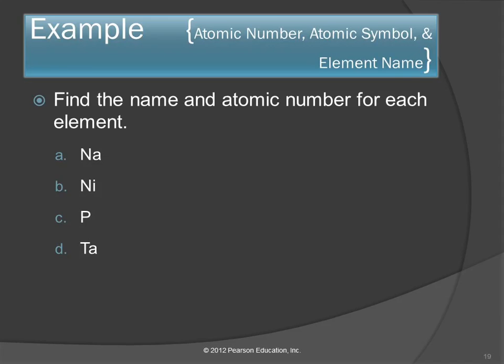Examples. Okay, find the name and atomic number for each element. This shouldn't be too difficult. So Na. What is that? That's sodium. And what's its atomic number? 11. Sorry, I was having an argument with the iPad here. So that's sodium, and the atomic number is 11.